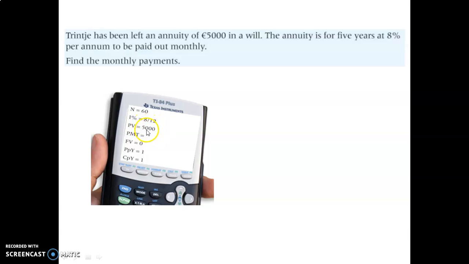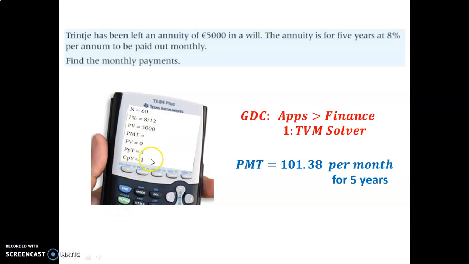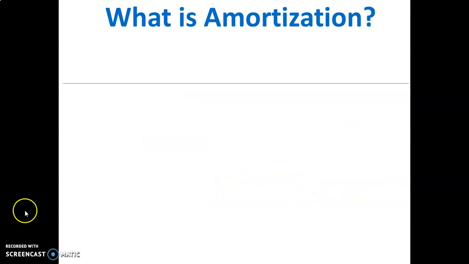The present value is 5,000. So right now it's worth 5,000. And we're going to figure out how much payments they get. Okay, everything else stays as it is. Let's put in enter. So again, you go up to payment. Everything like this, you put a future value of 0 because it will be fully paid out, and then you go to payment, hit alpha, solve, and you get this answer here. That's how much they will get every month for 5 years.